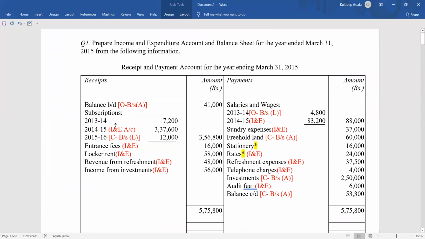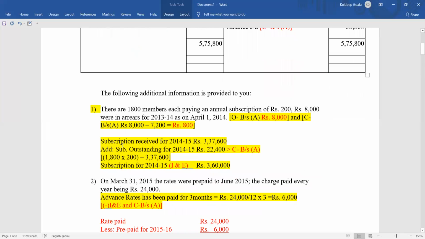What is in the income side? First of all, let's see, it is subscription. So what is the subscription for 2014-15? It is 3,37,600, and we have already done the calculation. Subscription received for 2014-15 is 3,37,600, right? From that, we have added subscription outstanding for 2014-15, which is 22,400. And after that, finally we have got 3,60,000, right? So this will come as a whole.